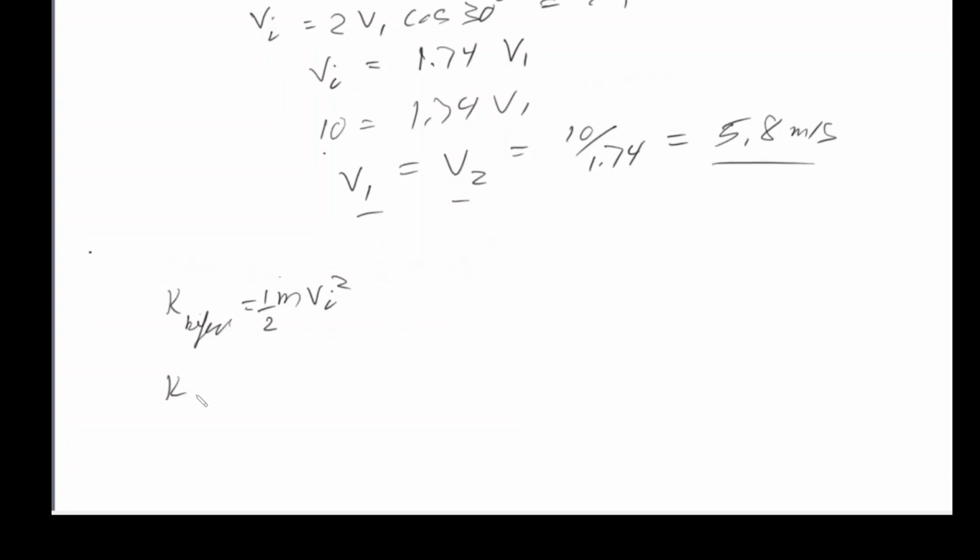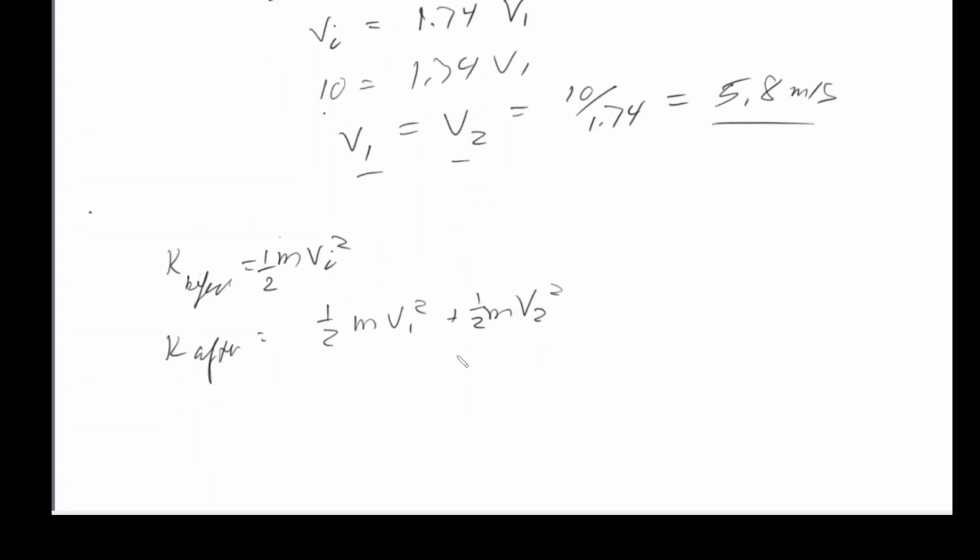And we know that the total kinetic energy after the collision is equal to 1/2 the mass times V1 squared plus 1/2 mass times V2 squared. But we know that V1 equals V2, so this becomes mV1 squared. But from the equation above, we see V initial equals 1.74 times V1, or V1 is equal to V initial over 1.74.